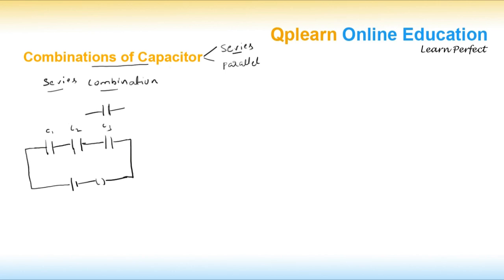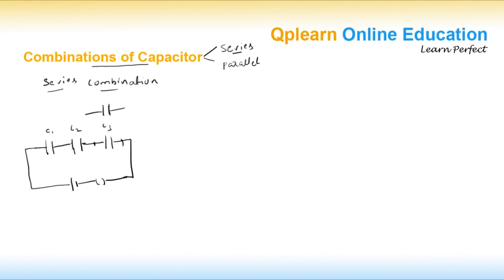Here, what does series actually mean? Take this capacitor C1, it has two terminals, the first terminal and second terminal. The second terminal of capacitor 1 is connected to the first terminal of the second capacitor, and the second terminal of the second capacitor is connected to the first terminal of the third capacitor, and so on. The second terminal of the third capacitor is connected to the fourth, and it goes on like that. This is said to be series combination.